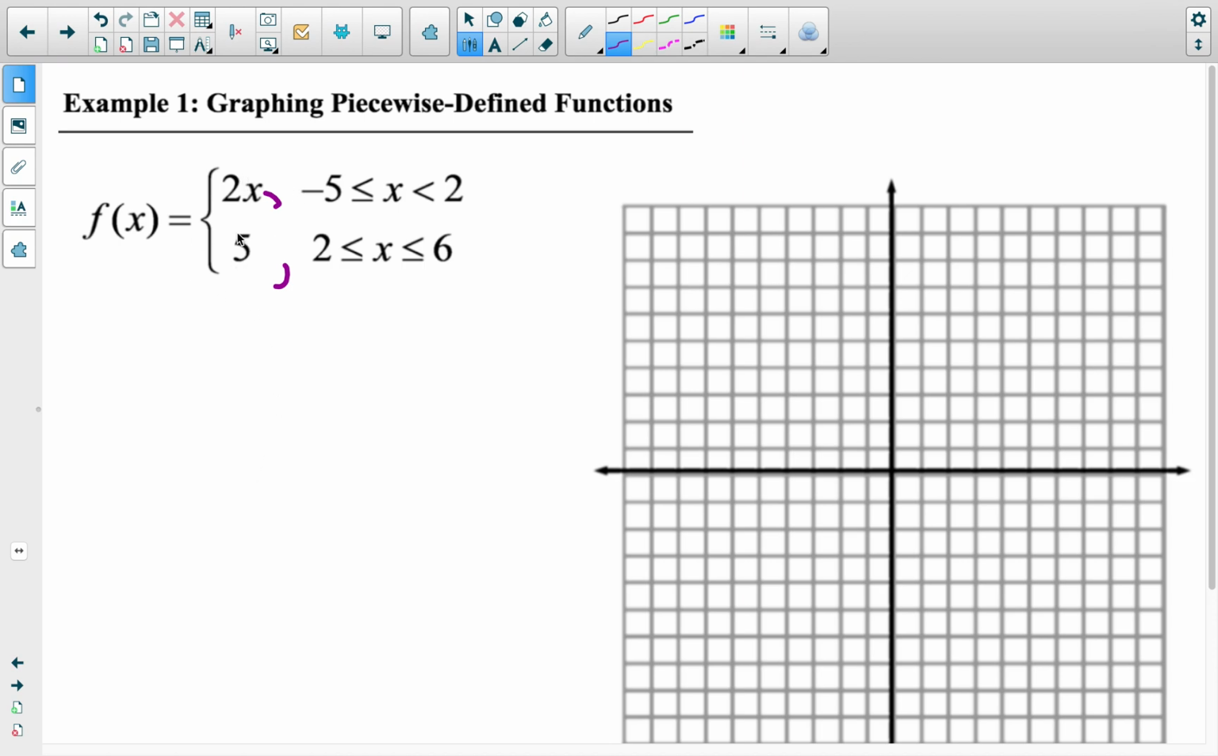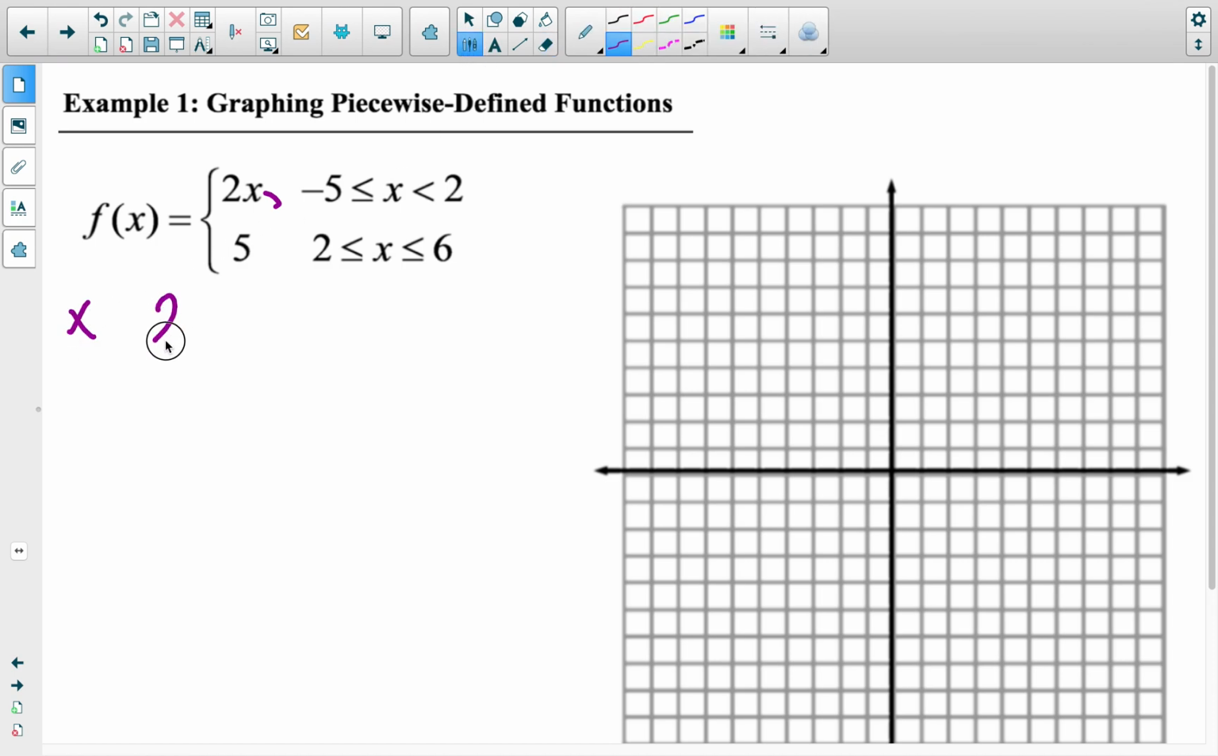So this basically means that f of x equals 2x if x is in between -5 and 2. But if x is in between 2 and 6, then f of x is going to become 5. A process that's going to work for all of your piecewise defined functions is to create tables. My recommendation, I'll change colors for you here.